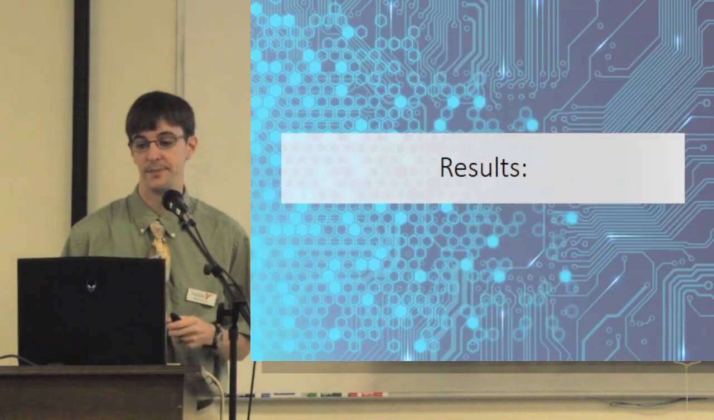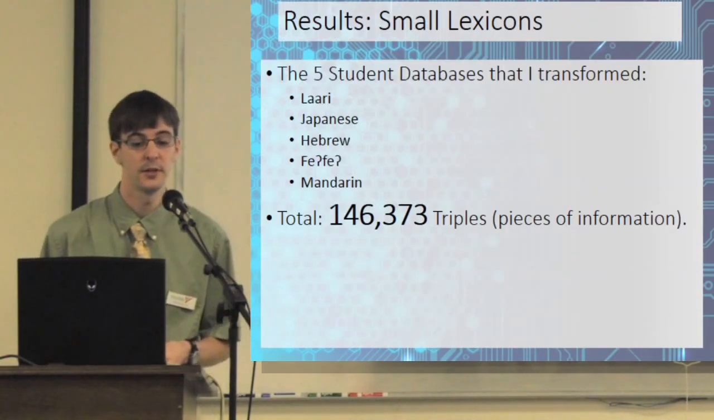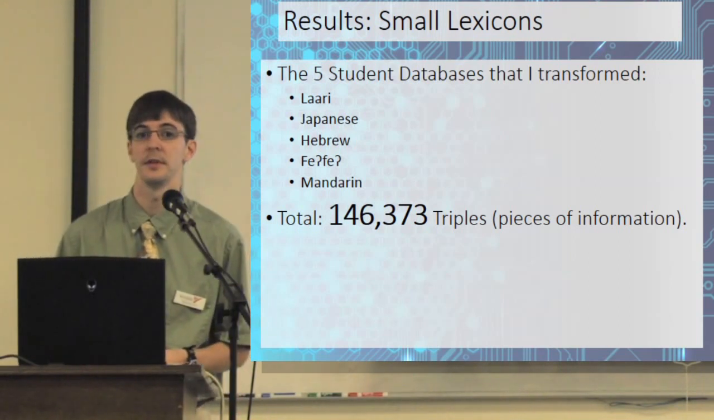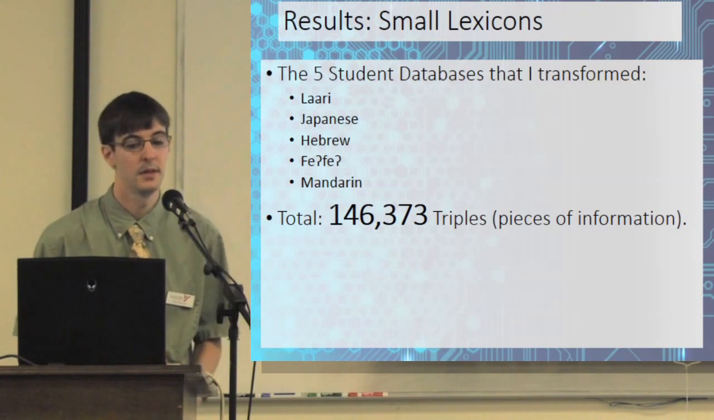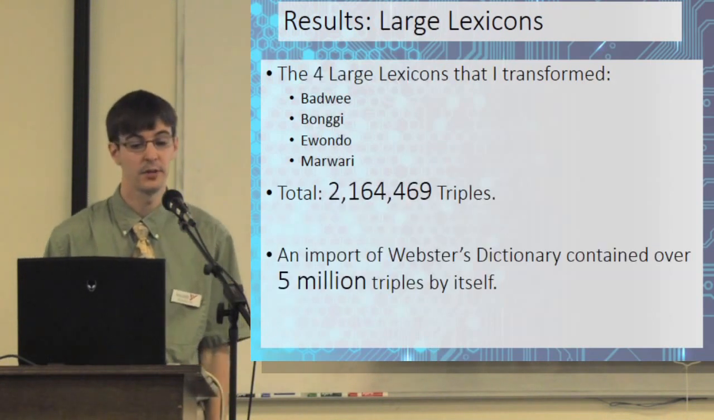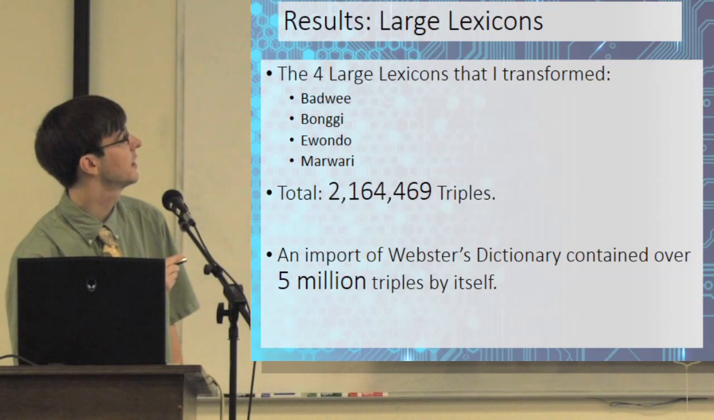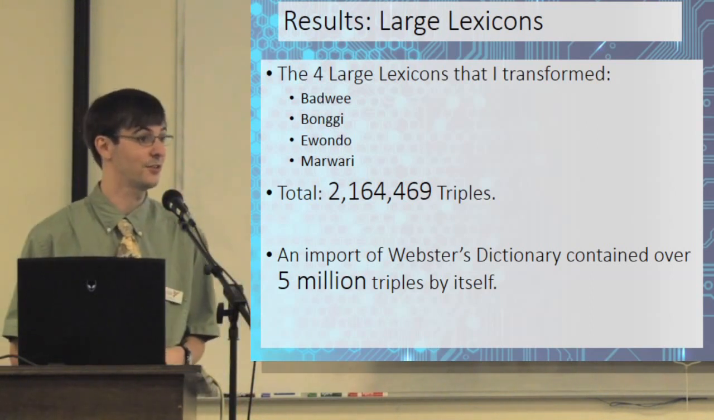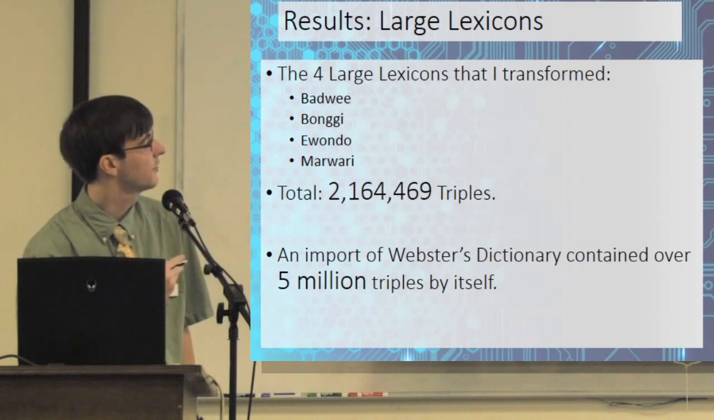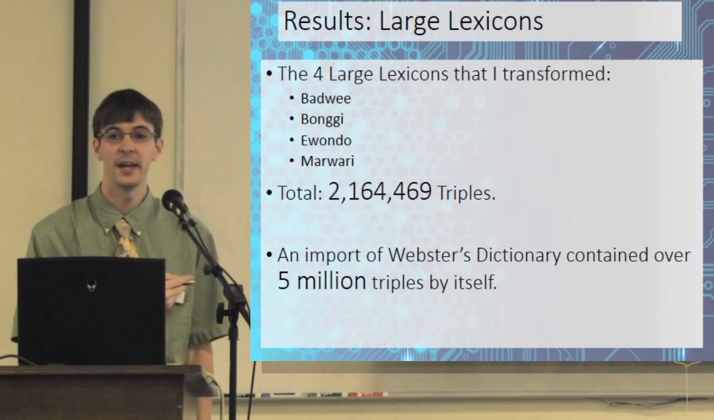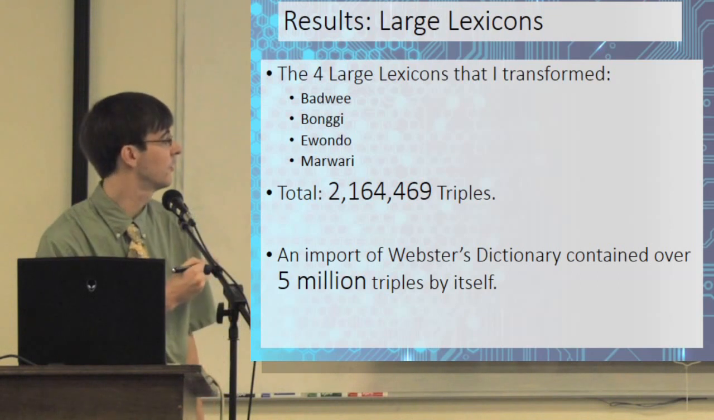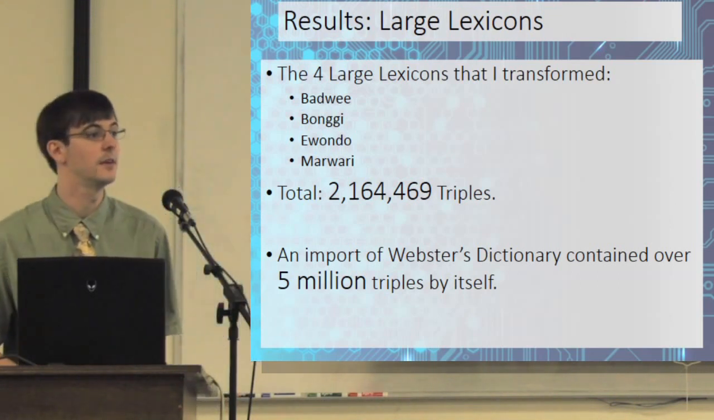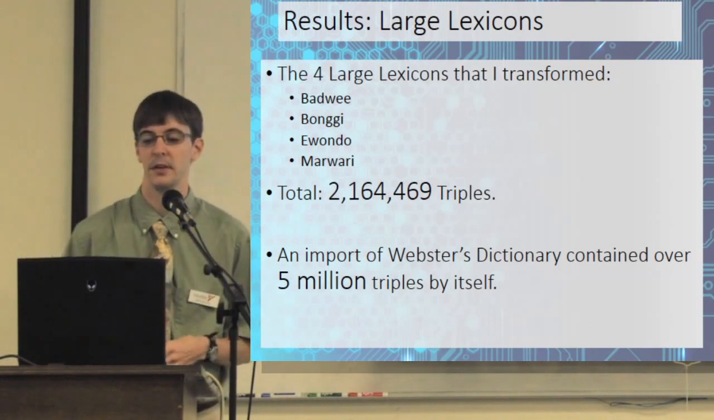So the results: the 5 student databases that I transformed had this many triples, this many pieces of information in their final database that could be queried. The 4 large lexicons that I transformed had this many, 2,164,000 pieces of information. Those are large dictionaries. And I took an import of Webster's dictionary, and I actually couldn't put it on the server because it was over 5 million, and the software I'm using has a limitation of 5 million per graph.